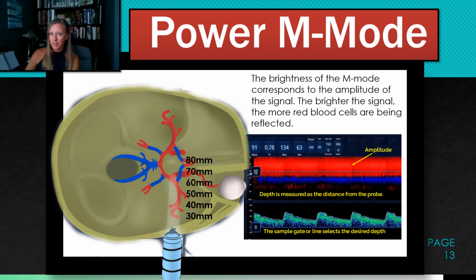A little more on Power M mode. The brightness of the M mode signal corresponds to the amplitude of the signal. So as you can see, the brighter the signal, the more red blood cells are being reflected. This also will show you the different depths that are equivalent to an adult patient. So you can see here 30 millimeters to 40 millimeters where this ultrasound probe is insonating.